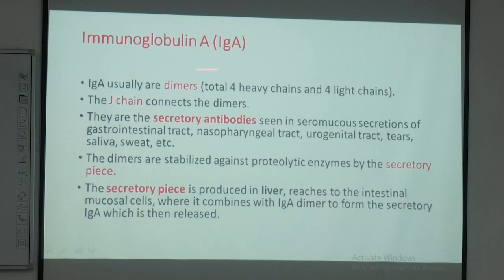Now we come to IgA. IgA is also called secretory antibody. This IgA generally exists in the blood as monomer, but in the secretions it exists as dimer. So after they are secreted, they have another part associated with it called the secretory piece, and this secretory piece is produced in the liver.